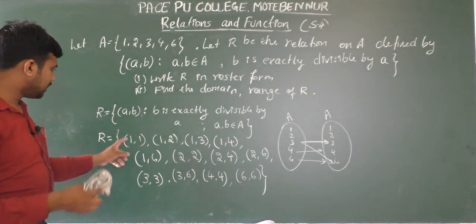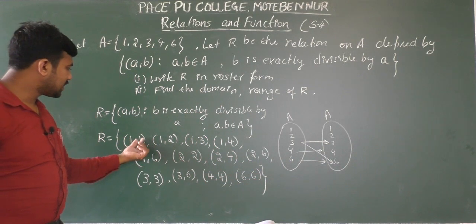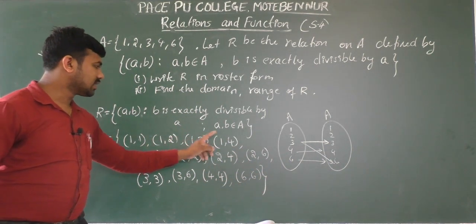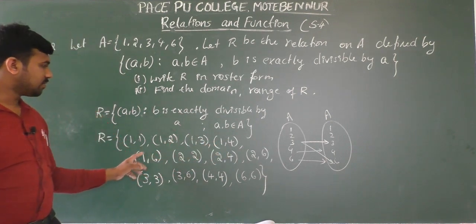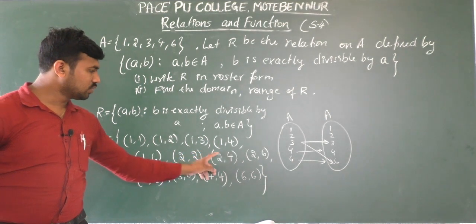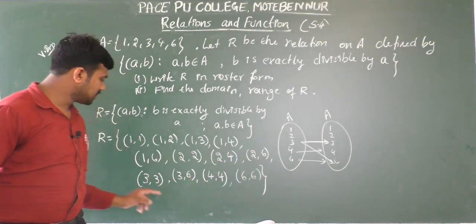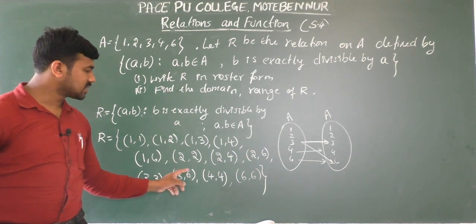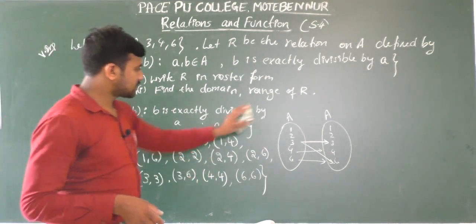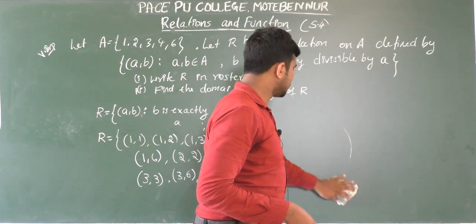Okay, so here 1 1s are 1, it divides exactly. 1 1s are 1, 1 2s are 2, 1 3s are 3, 1 4s are 4, 1 5s are 5, 5 is not given. 1 6s are 6, 2 1s are 2, 2 2s are 4, 2 3s are 6, 3 1s are 3, 3 2s are 6, 4 1s are 4, 6 1s are 6. So you got the relation in roster form.